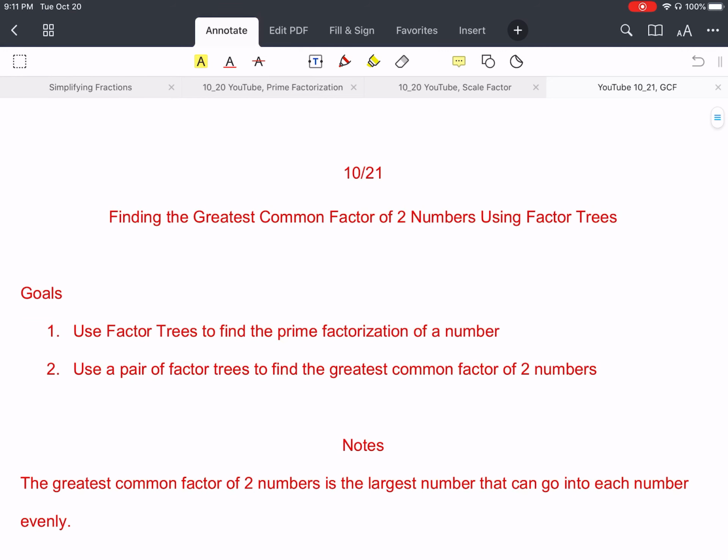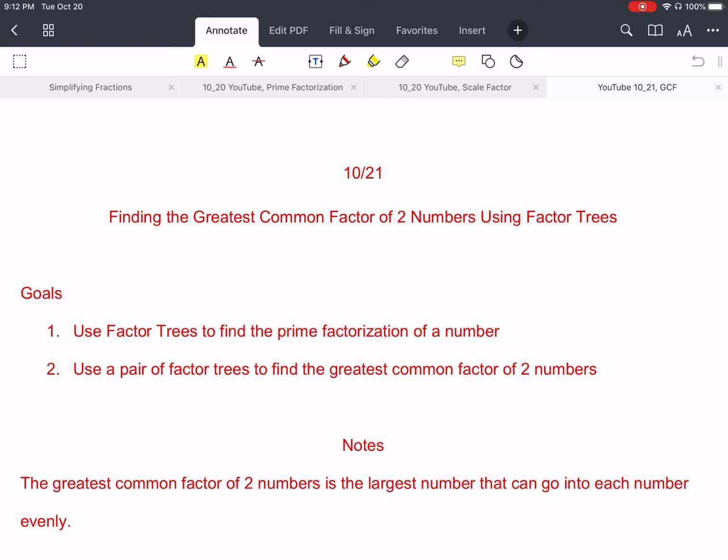Hi, sixth grade. Today we are going to continue our prime factorization. So this time we're going to find the greatest common factor of two numbers using factor trees. And all of these skills are going to help us as we continue learning about fractions.